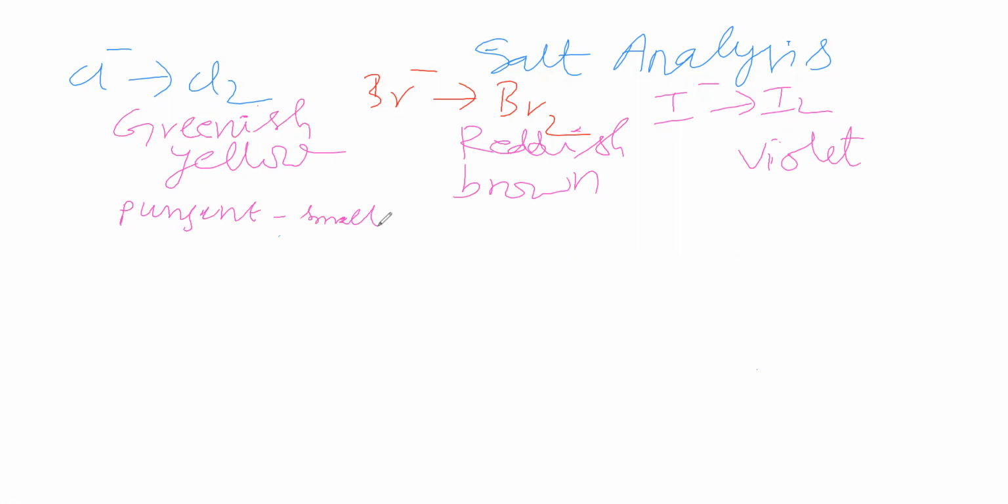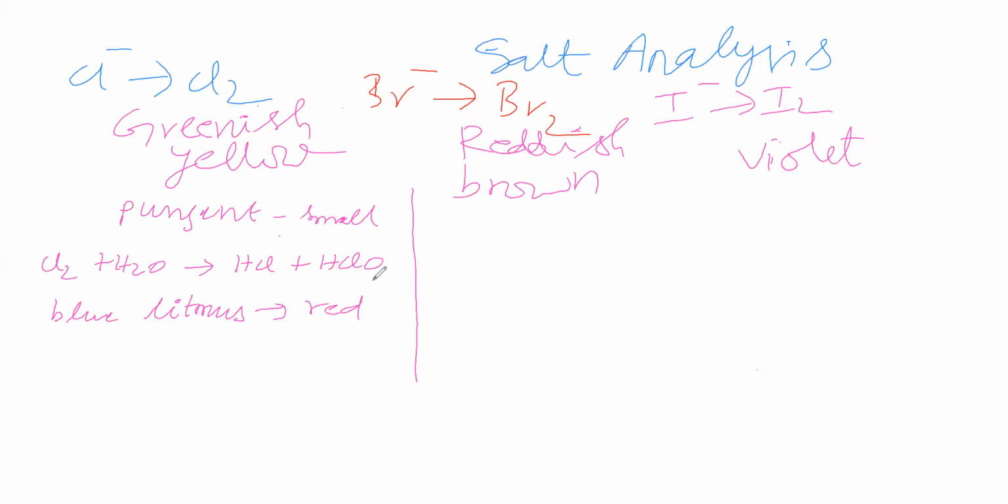Now, what is the test? We will see. Cl2 with moisture, that is with water, gives HCl and HClO. HClO is called hypochlorous acid. Because of this acidic nature, it converts blue litmus into red litmus.